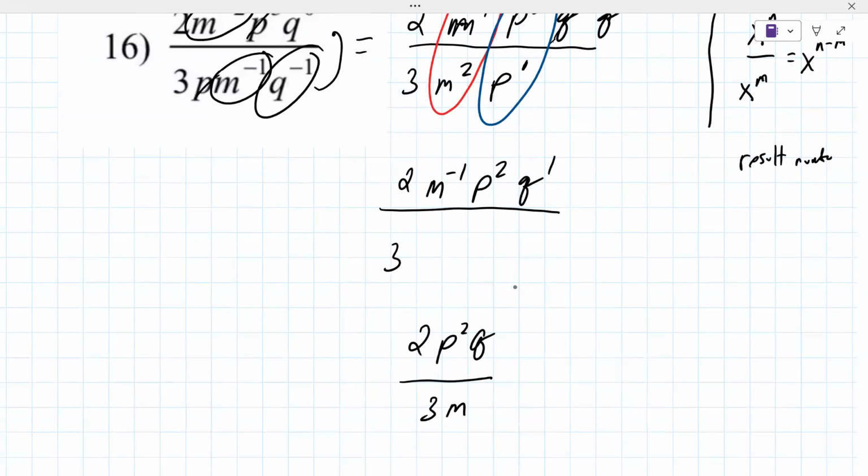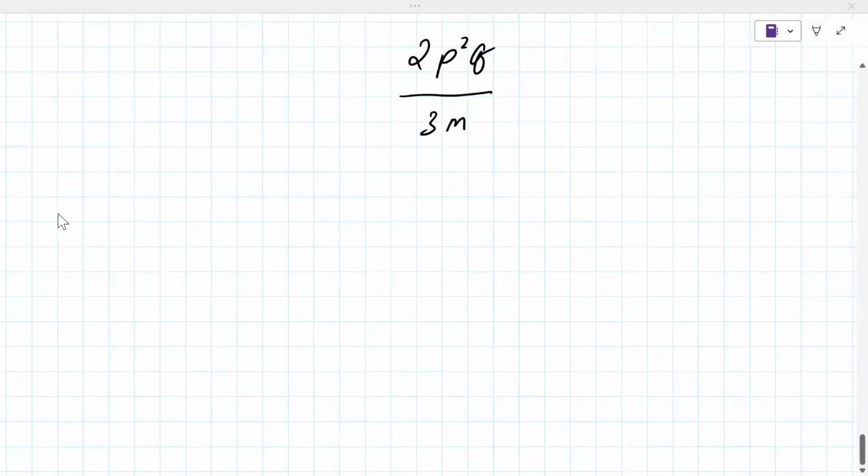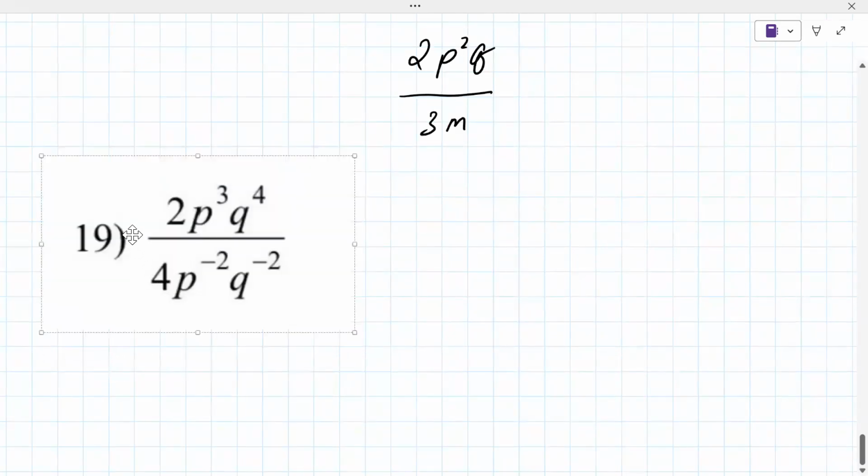All right. So I'd like you to try number 19, believe it or not, doing what we just did, which is moving the exponents from top to bottom or bottom to top if they're negative, only if they're negative. All right.